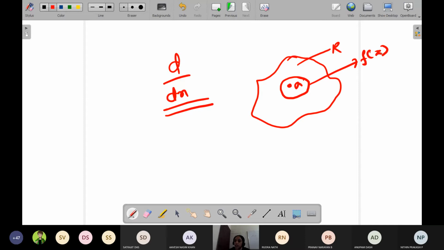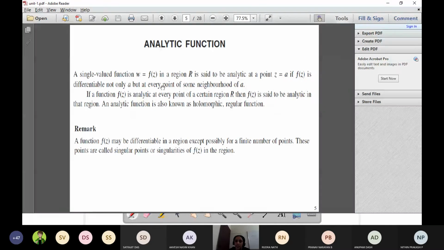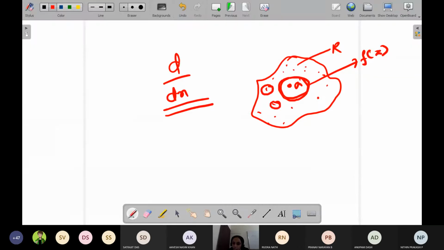Otherwise, if you are able to draw a small neighborhood around that point, there are many points in this region. So here, you are able to draw a small neighborhood such that it is differentiable not only at a, but at every point in some neighborhood of a. So if you are using the small distance, all the points lying in it, the function has to be differentiable.